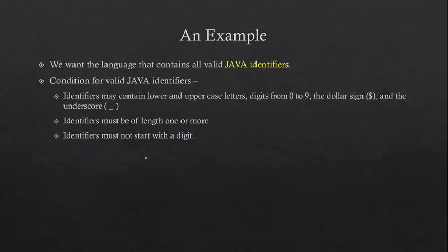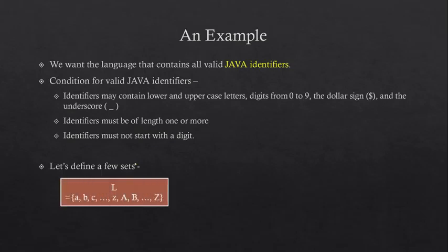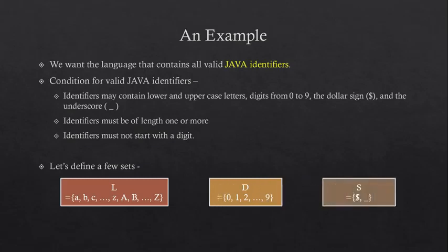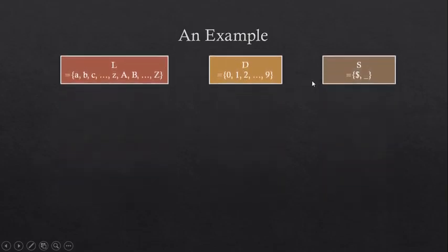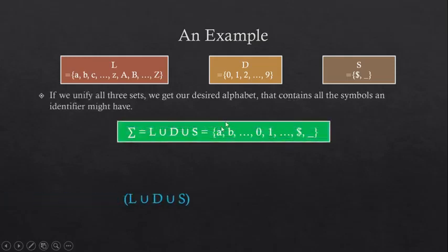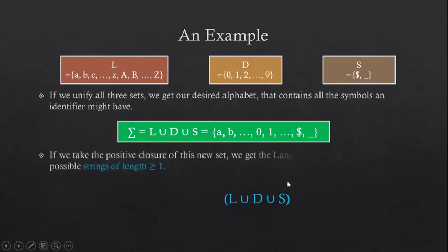So to solve this problem, let's first define a few sets. First of all, we have the set of letters. All the small and uppercase letters are in the set L. We have the set of digits, and we have the set of symbols that contains the $ and underscore sign. Now, to get the alphabet of the Java identifiers, we need to take a union of all these three sets. If we take a union, we get a set that contains all the symbols we might encounter in a Java identifier. Now, to create any string of any length using these symbols, we need to take a closure.